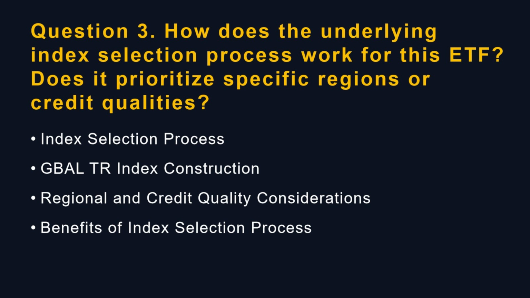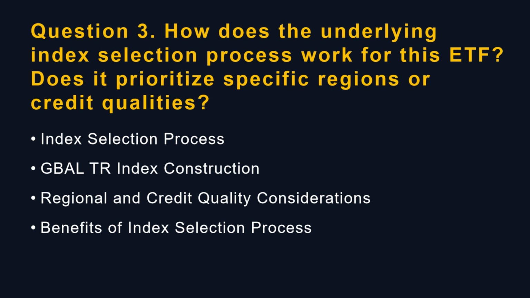Geographic diversification. The index incorporates bonds issued by governments and corporations from developed and emerging markets around the world. This provides exposure to diverse economic conditions and potential returns. Maturity spectrum. The index holds bonds with varying maturities, offering a balance between potential income generation and interest rate sensitivity.